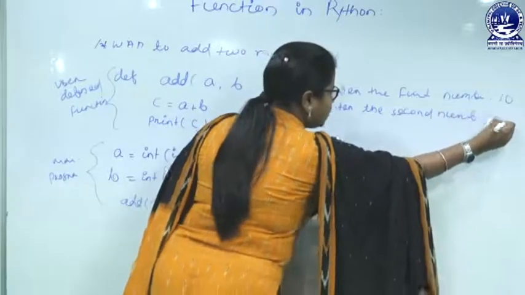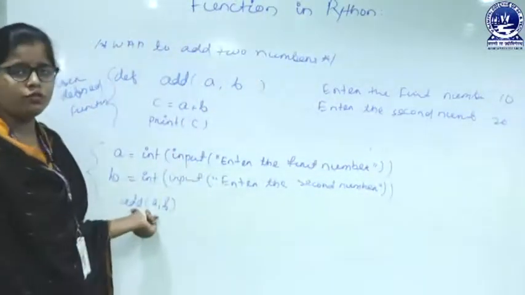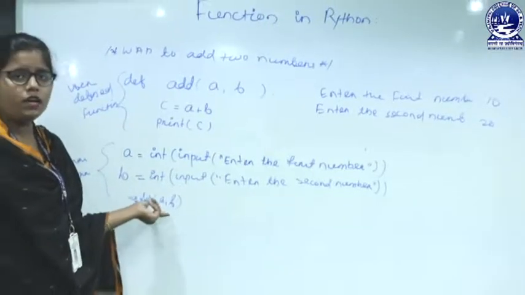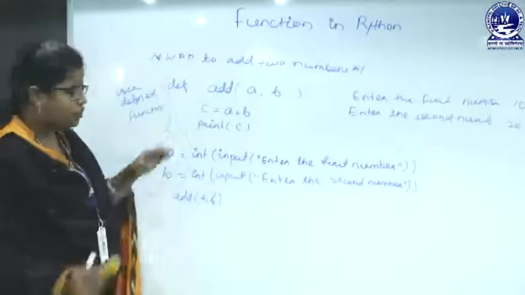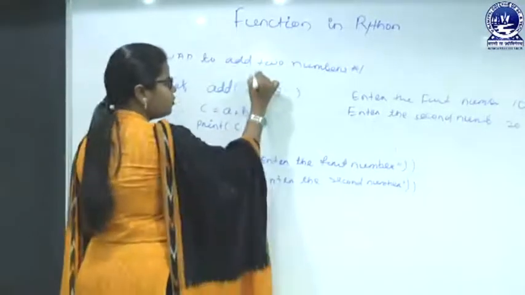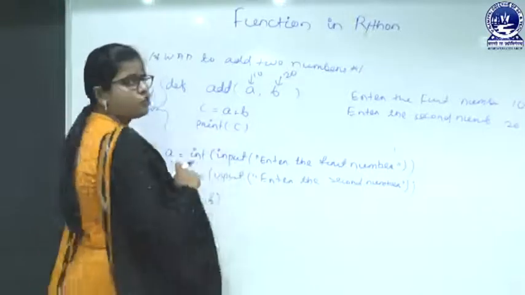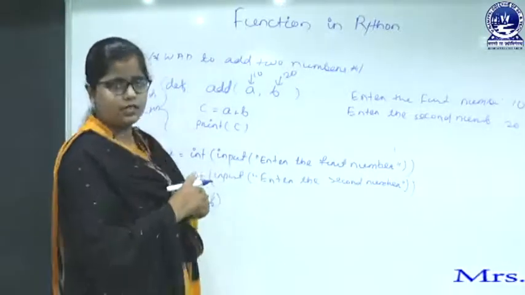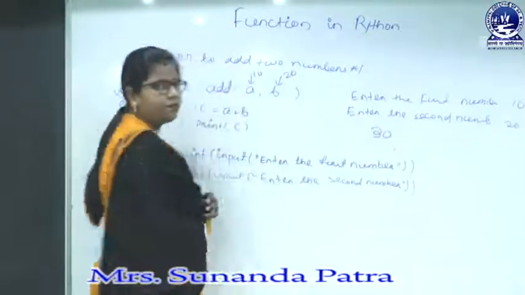Suppose here I am putting 20, then after getting 20 here, the add function will be called. When the add function is called, the execution will go to here. So, here A will be 10, B will be assigned 20, C equals 10 plus 20, that is 30, and print C. So, here 30 will get printed.